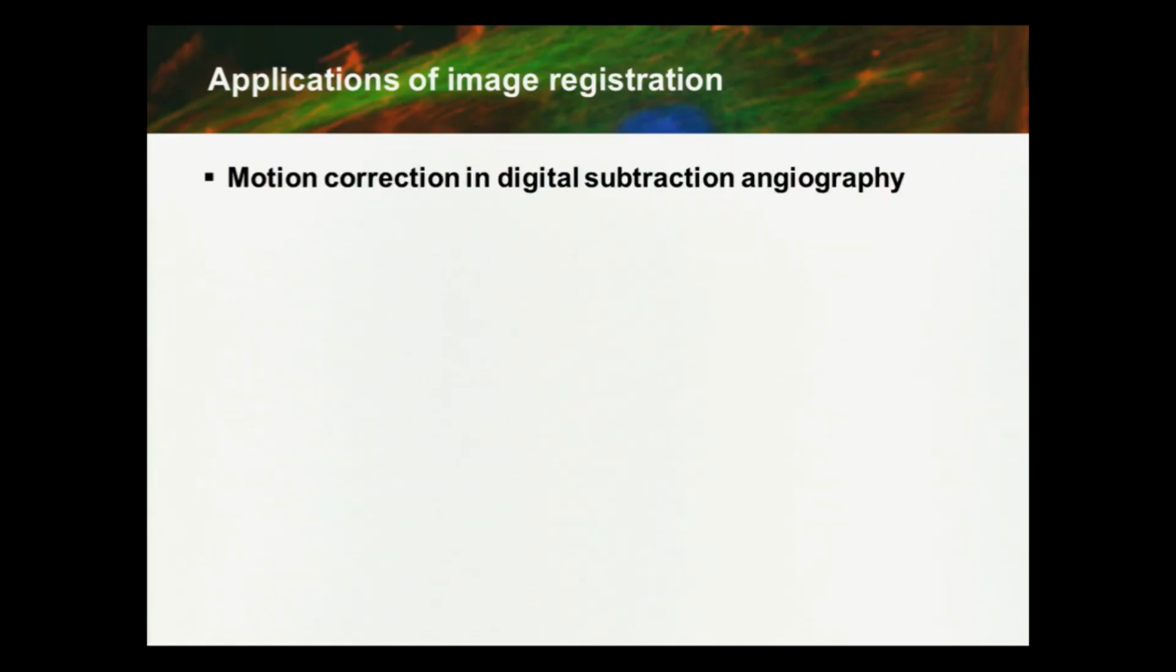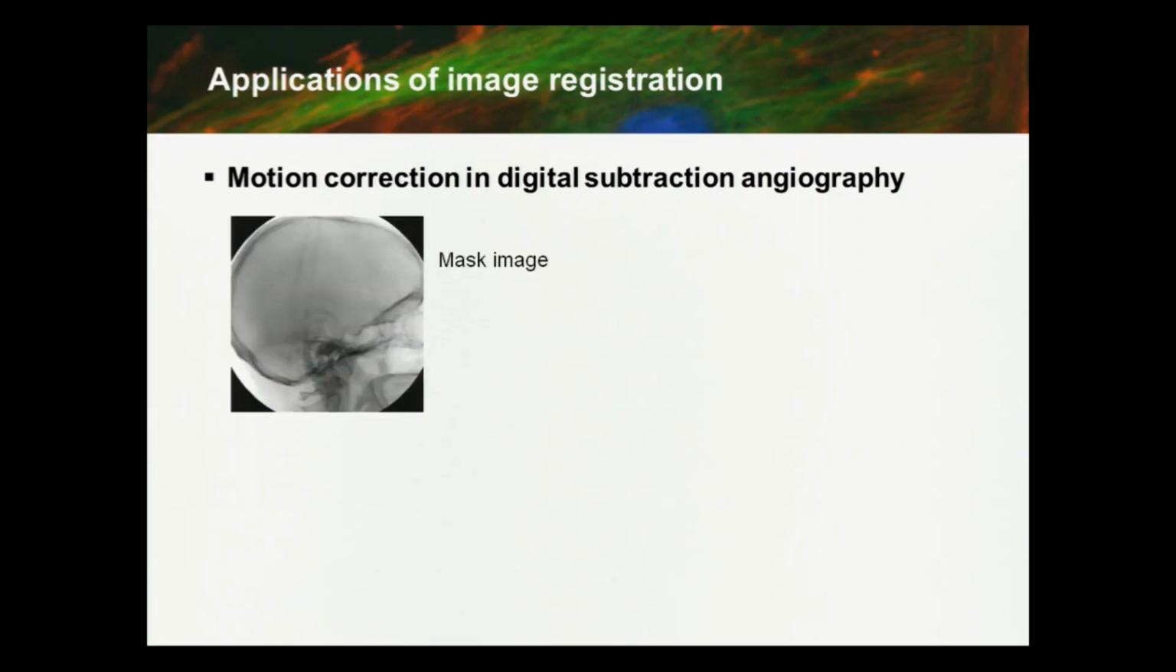Okay. In wrapping up this part of the talk, I'm going to show you a few applications of registration. Let's see how much time we have. Okay, so one example I worked on 15 years ago or so is motion correction in digital subtraction angiography. This is an imaging modality that aims to visualize the blood vessels using X-ray projection imaging. So this is typically an X-ray image of the head of the patient.